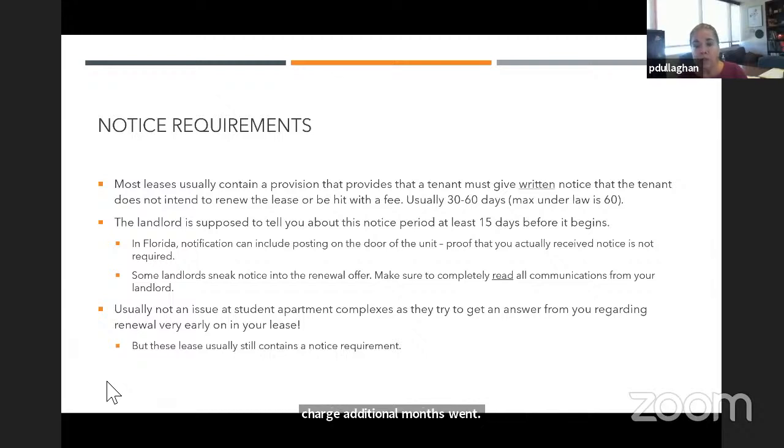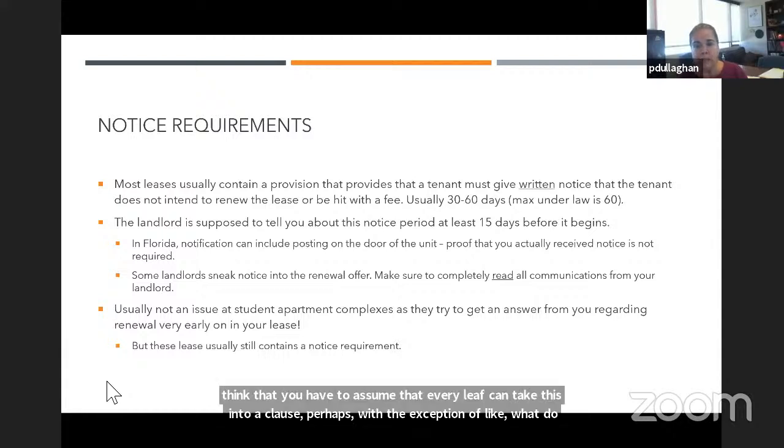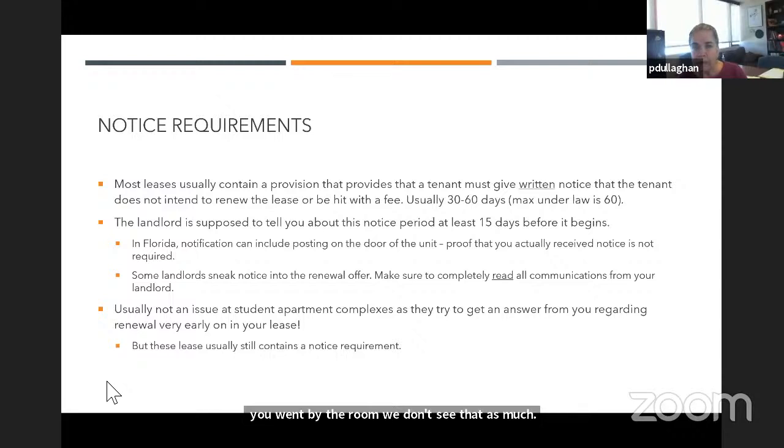I think you have to assume that every lease contains a 60-day clause. Perhaps with the exception of where you rent by the room, we don't see that as much. But if you're renting the entire apartment with your friends and everybody signs the same lease, if you're renting a townhouse, if you're renting a single home, you have to assume that you are required to give a 60-day notice, because they're all including this. It's a way for them to get some extra money. So you just have to start with the assumption that yes, you have to give the landlord notice that you're going to be vacating on the last day of the lease.